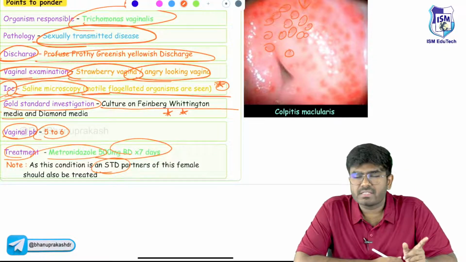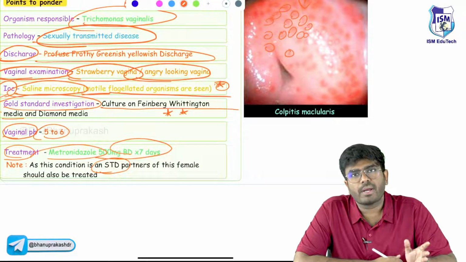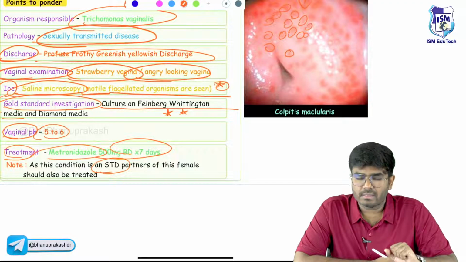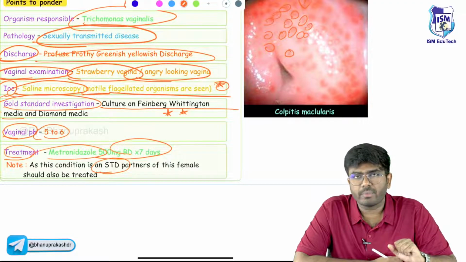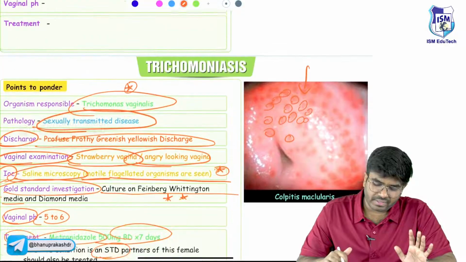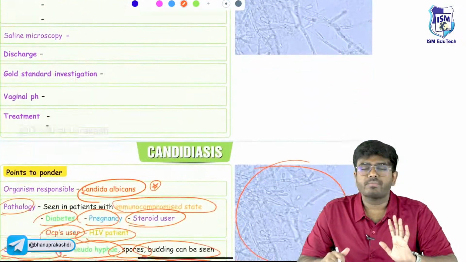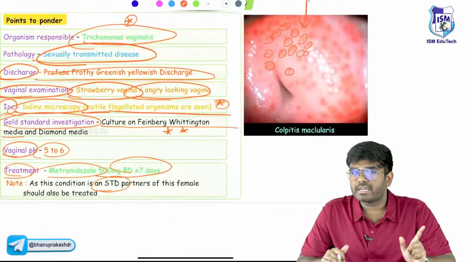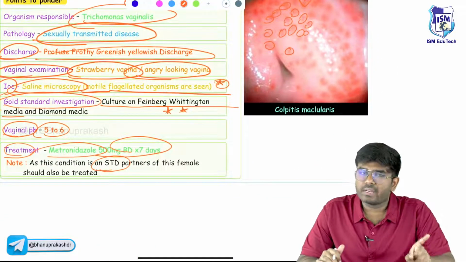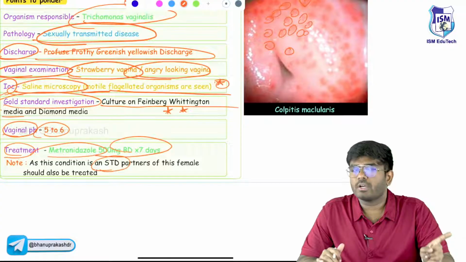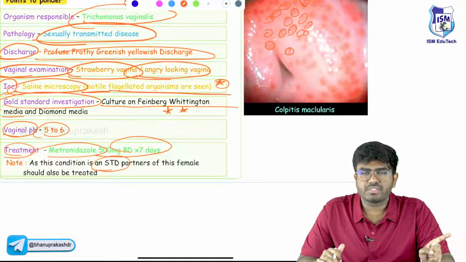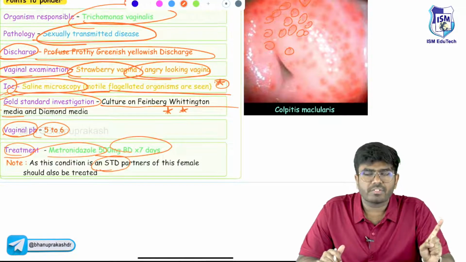Okay, for candidiasis also we will do treatment for both the partners, as well as for trichomoniasis also the treatment will be done for both the partners. So with this, the infections part is completed. Okay, the 3 infections which I want you to know for your exam: Amsel's criteria, bacterial vaginosis; Gardnerella vaginalis, bacterial vaginosis; clue cells, bacterial vaginosis; Whiff test, bacterial vaginosis.